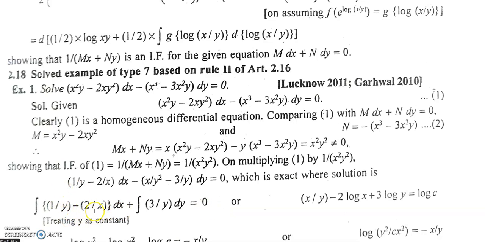See, this is what treating. Now this is exact, na? Now this equation becomes, after multiplying by the integrating factor, the equation becomes exact, right? Which is exact.